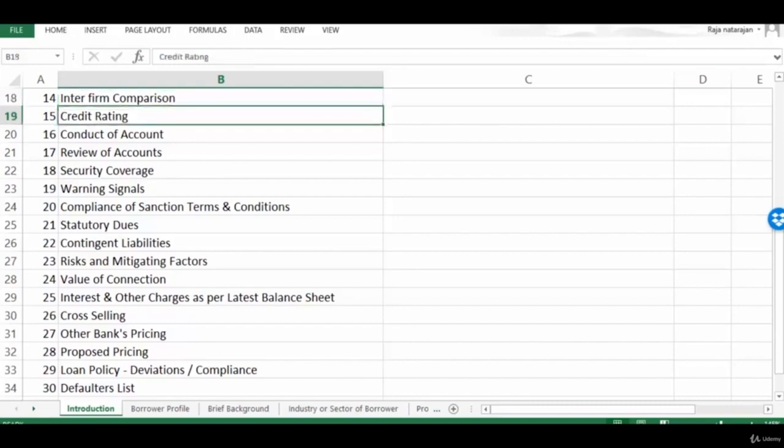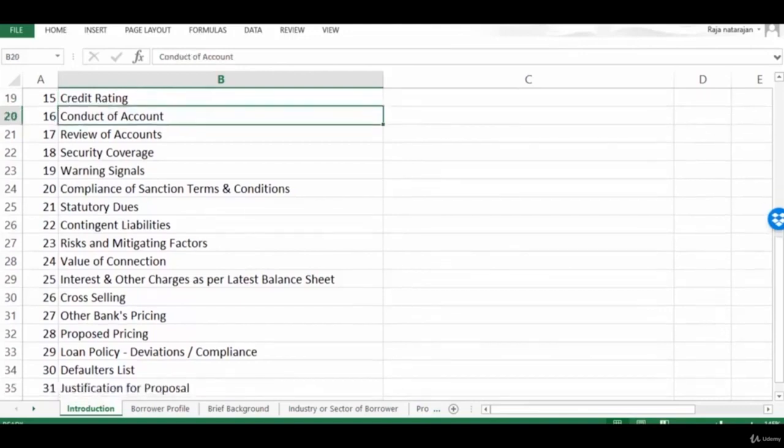Then credit rating has to be incorporated. Credit rating can be divided into internal rating and external rating. Internal rating is what your bank does based on its own internal system or internal model, and external rating is something which is taken from outside credit rating agencies like CRISIL, Fitch, ICRA, CARE and all.